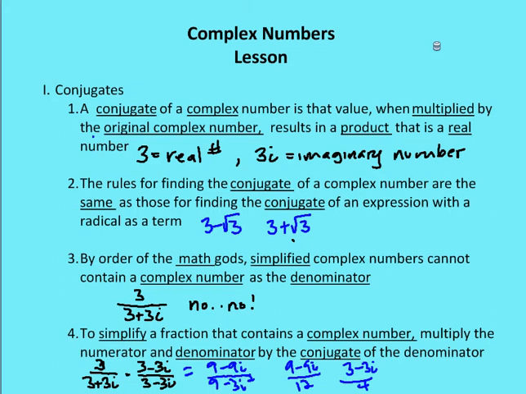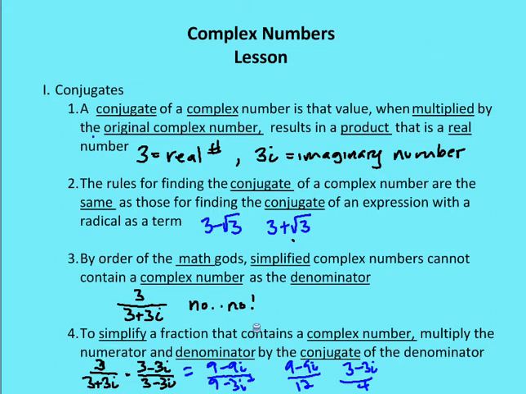So I said before that it's not okay to have complex numbers in the denominator, and without going through an explanation of why that is, I just say that the math gods have determined that, so leaving a result as 3 over 3 plus 3i is a no-no. Mathematically, although ultimately we can all figure out what that value is going to mean, as a final answer we want to rewrite the expression without the complex number in the denominator.